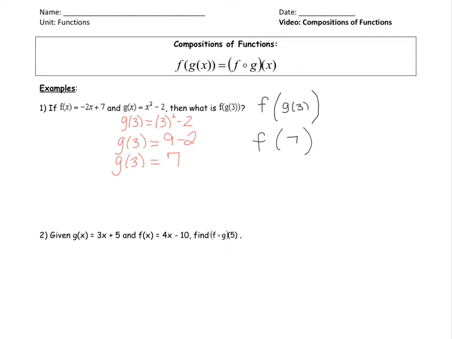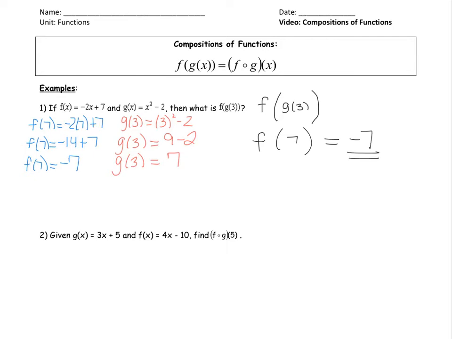So now this is my second step of the problem. Now I'm going to plug into the f of x function to find it when x equals 7. So f of 7 equals negative 2 times 7 plus 7. So f of 7 equals negative 14 plus 7. So f of 7 equals negative 7. Okay, so just to recap, my final answer here is negative 7.